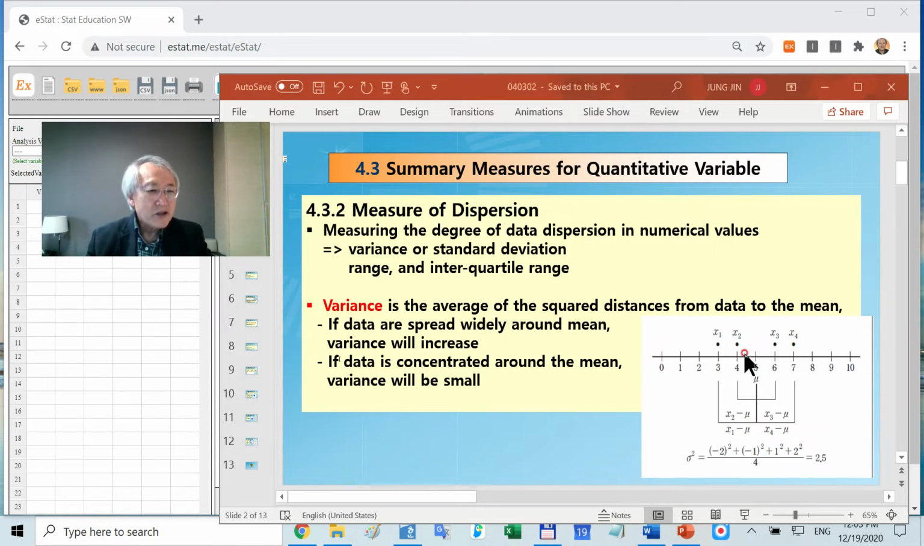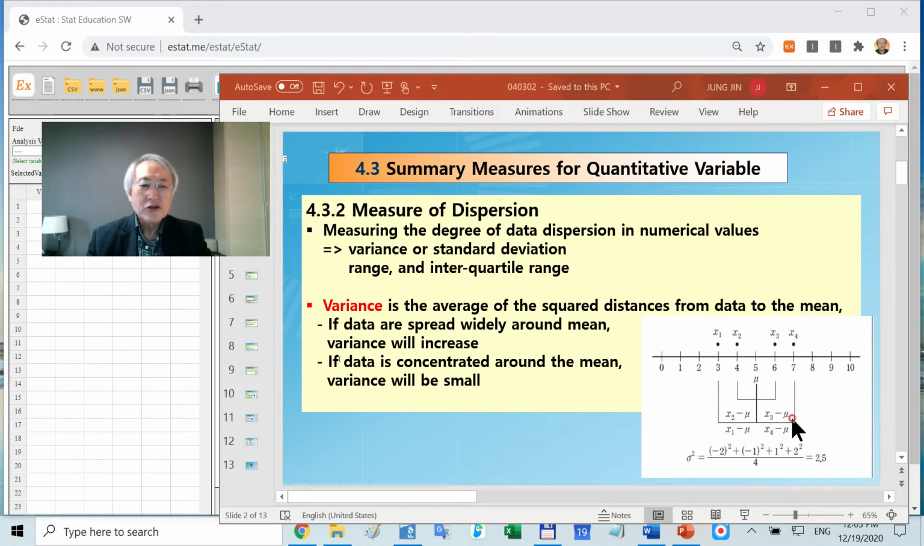Same thing here, 4 minus 5 is negative 1, square them. And then here, 6 minus 5 is 1, square them. 7 minus 5, that's 2, square them. Add it all, divide by the number of data, that's 4. It is roughly the average of squared deviation, squared distance. That's the meaning of variance.